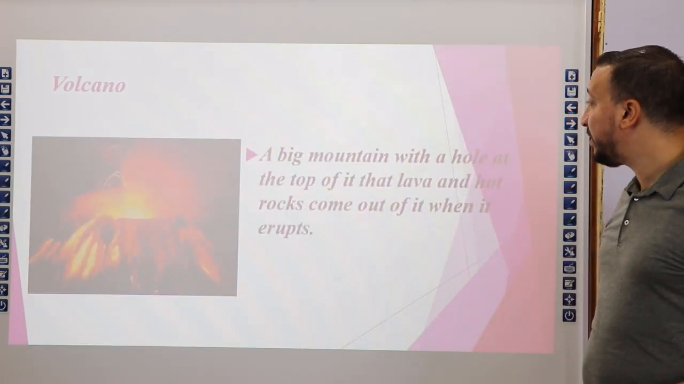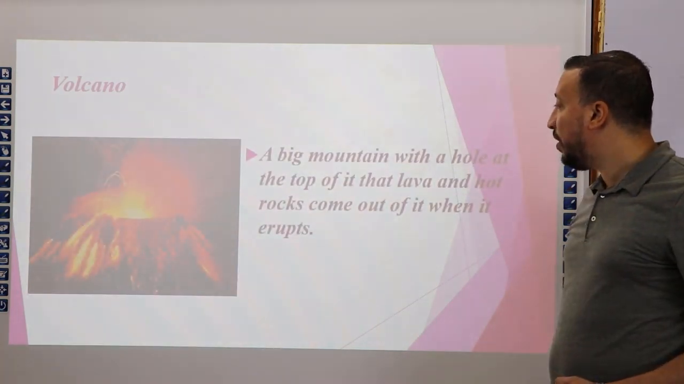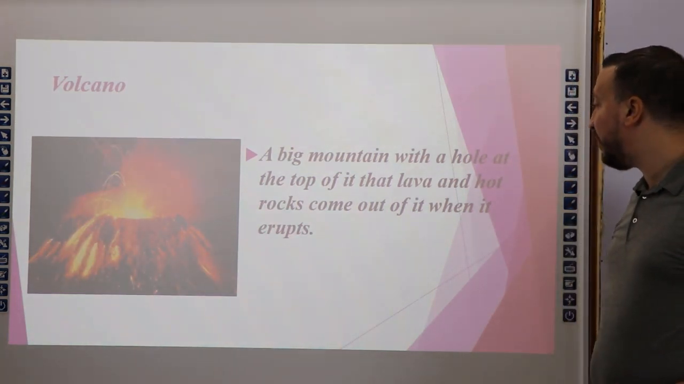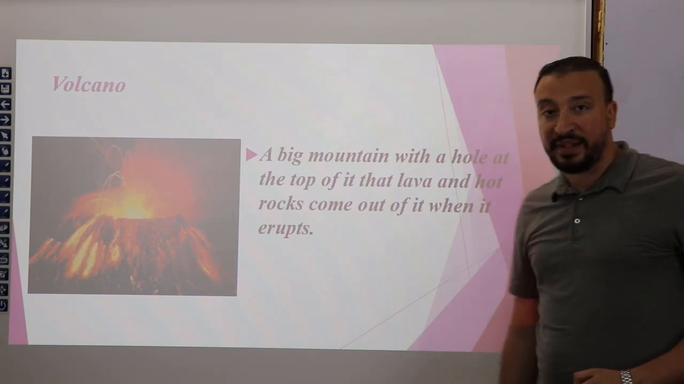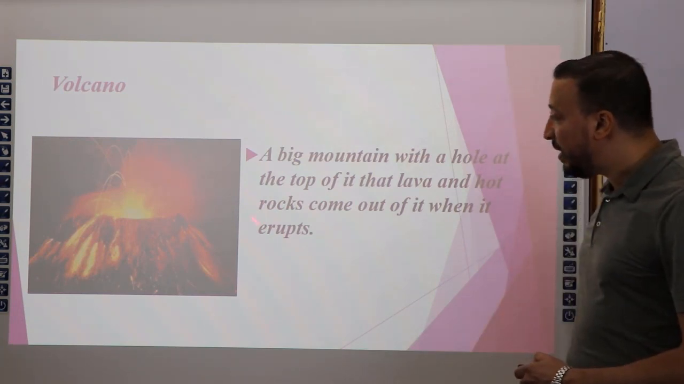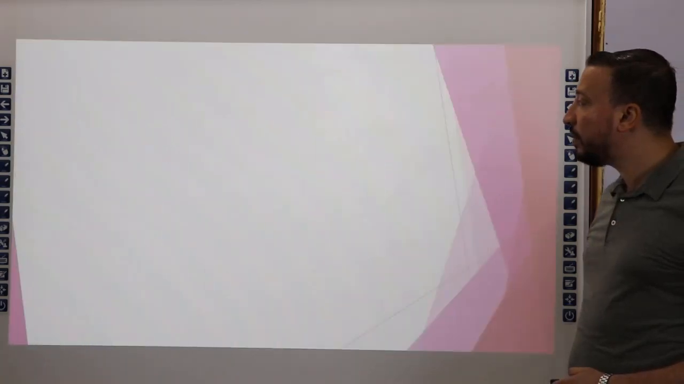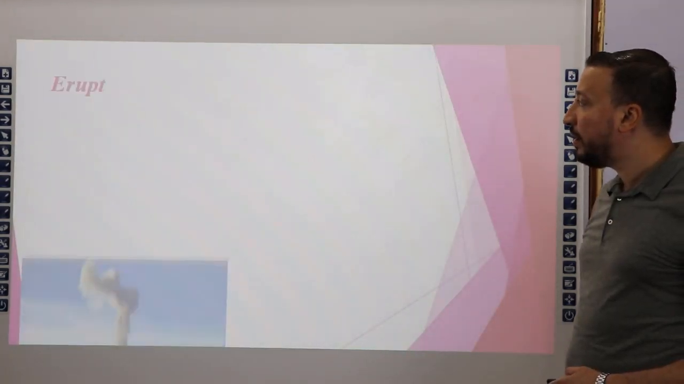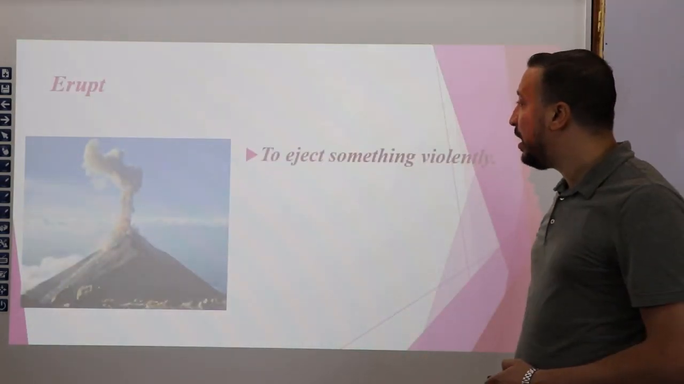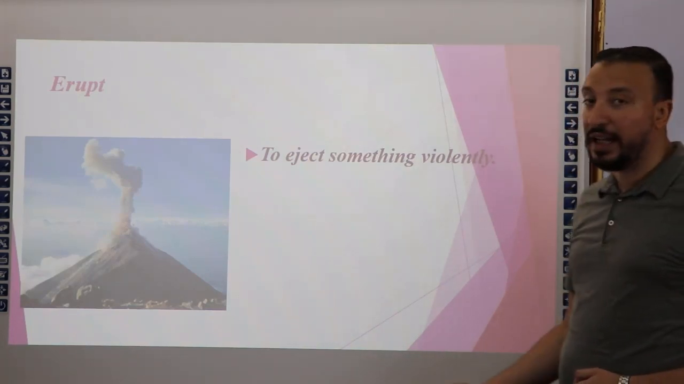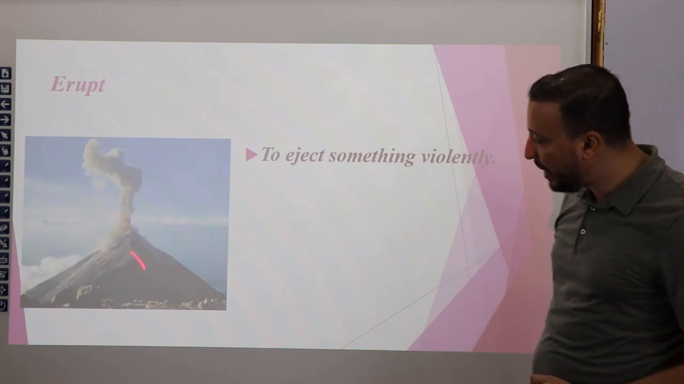بركان: a big mountain with a hole at the top of it that lava and the hot rocks come out of when it erupts. كلمة erupt يعني يثور. Erupt لسه شرحينها: to eject something violently يعني بعنف, like this picture.